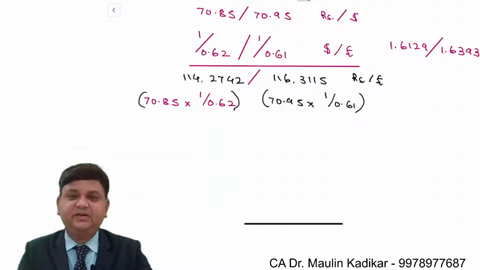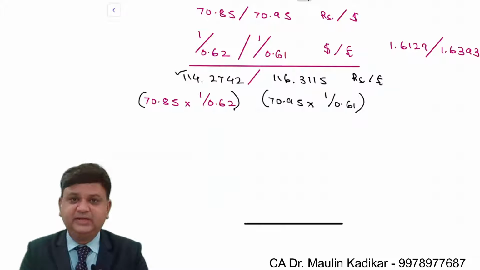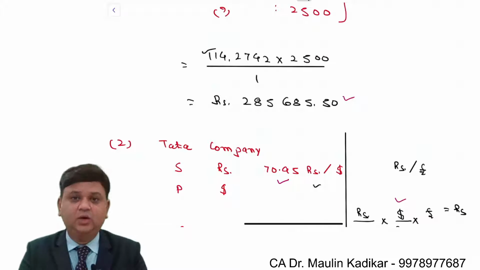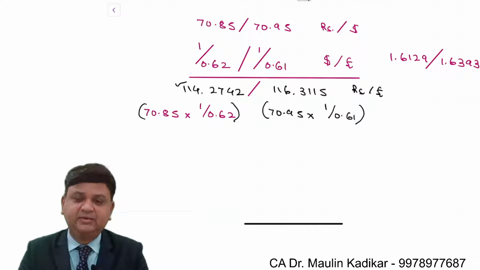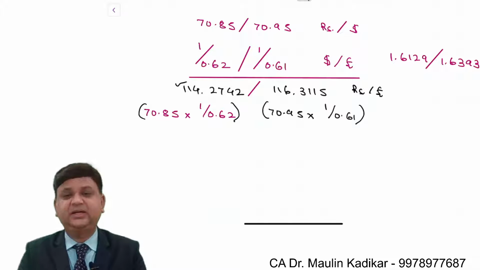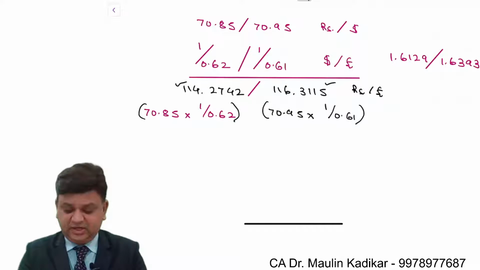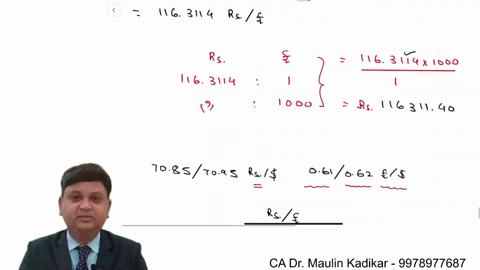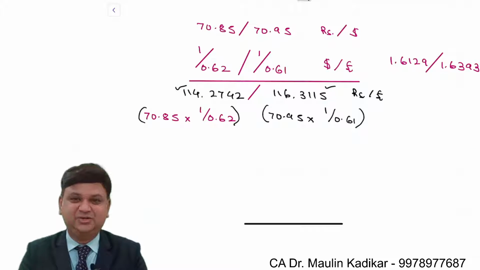Logically we understand that when we convert pound into rupees, we will get a lesser amount of rupees. You can see that when the Reliance company is converting pounds into rupees, it is getting fewer rupees, 114.2742. And when the Tata company makes payment in pound currency, it has to convert a higher amount of rupees into pounds, that is 116.3115. That is how you can do the exchange rate calculation.